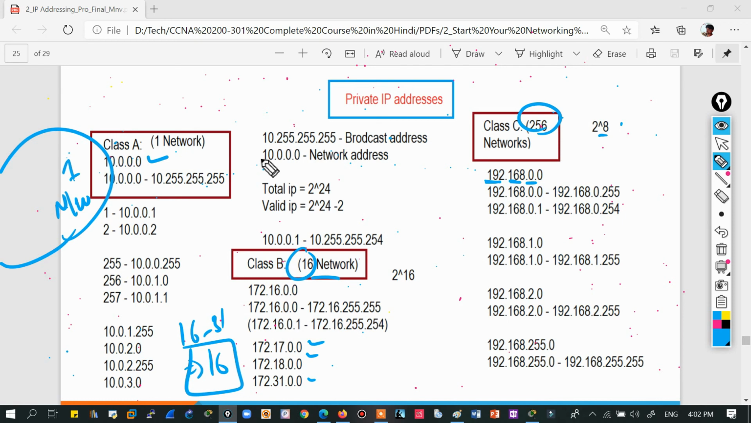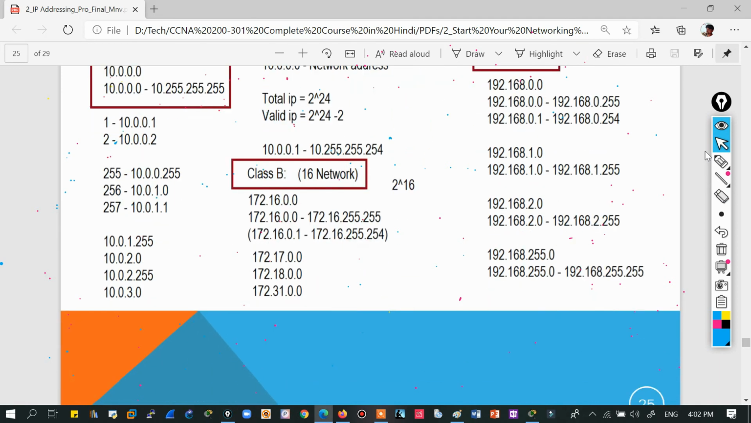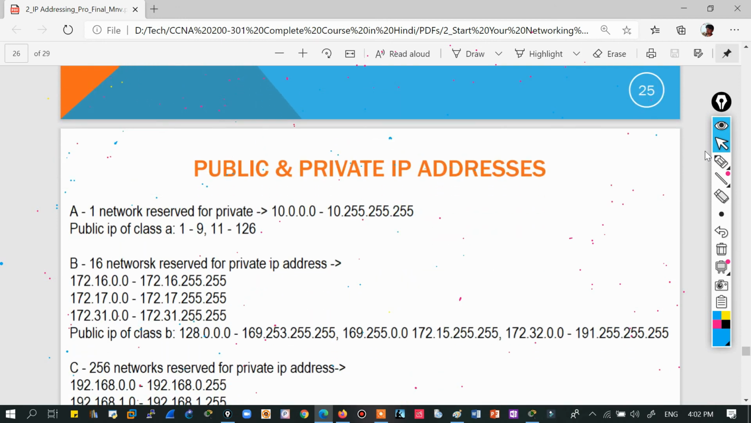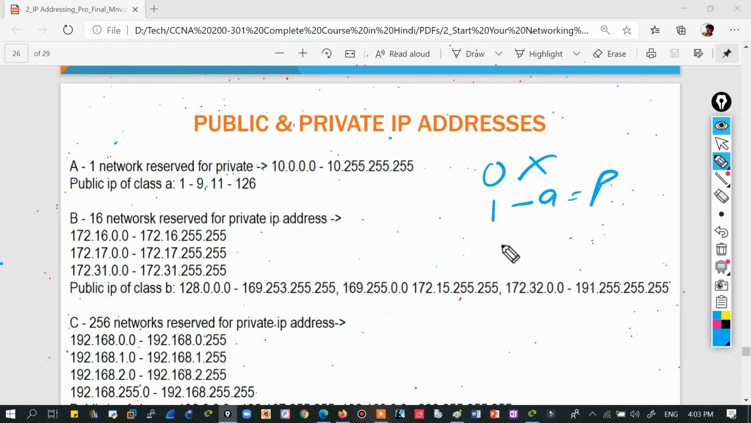This is the reason that I was using only these special addresses. Remember, I was always using 192.168 or 172.16 or 10.0. So now it is clear to you that I was using private IP addressing. Other than this, all of the addresses are public addresses. How? 0 is reserved, 1 to 9 are public, 10 is private. Again 11 to 126 are public, and 127 is reserved.